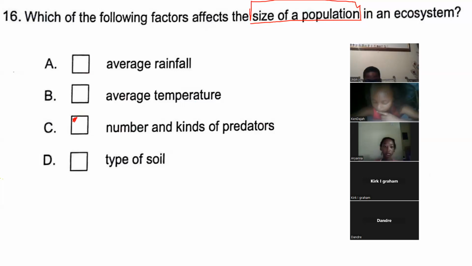Very good. Deanna, why do you think the predators will determine the size of the population? Because they're eating animals like prey. They're eating prey like rats and stuff, and it's taking down the animal population, so they're starting to go extinct. Very good.